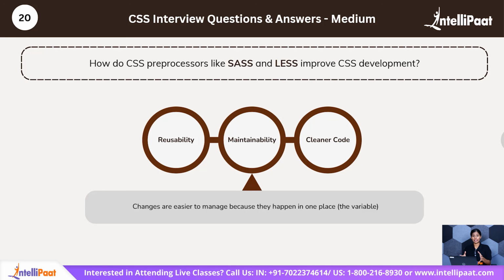Now, because all these values are kept inside one single variable, if you have to change it in the code, you don't have to go to every single element and change every single value. It's all stored in one particular location. So if the value of x is 10 and throughout the code you have used x, then you only have to change it in one spot and all the values will be changed automatically. Next, naturally, if the code is reusable and maintained so well, the code will be a lot cleaner. That is, styles can be better organized, especially with nesting in SASS and LESS.